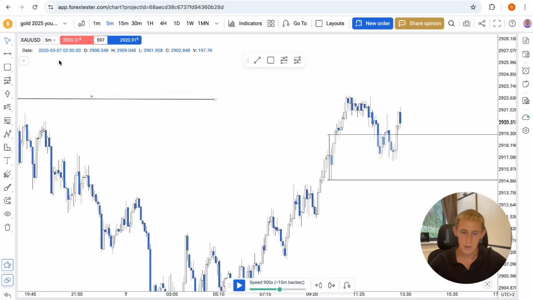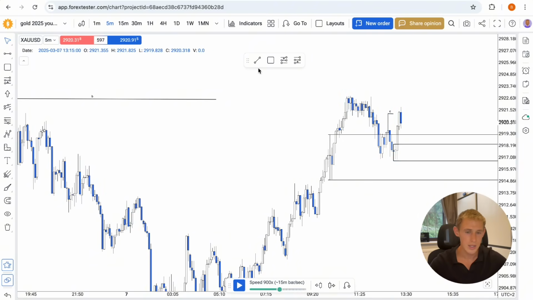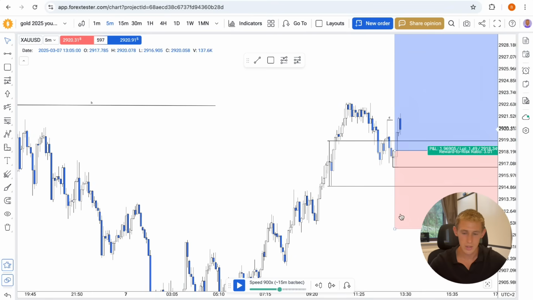Yeah, so we've had a sweep of the lows. Price has presented a change of character just here, right? And in terms of entries on this one, we have this demand down here. So this is the entry. Let's place this order just here.